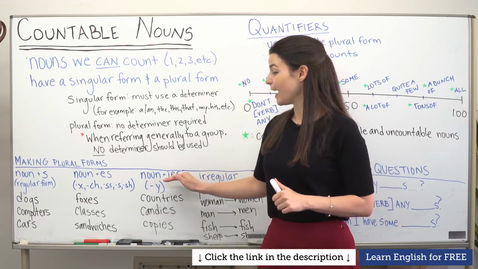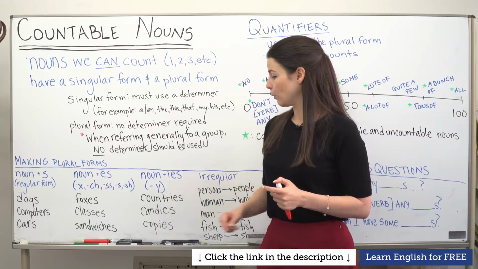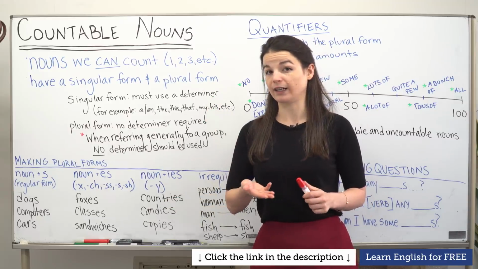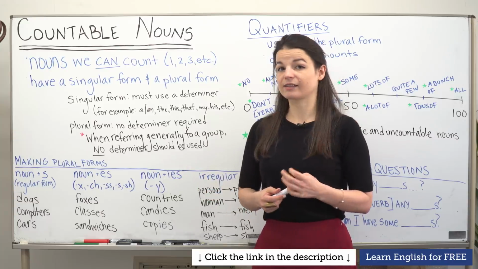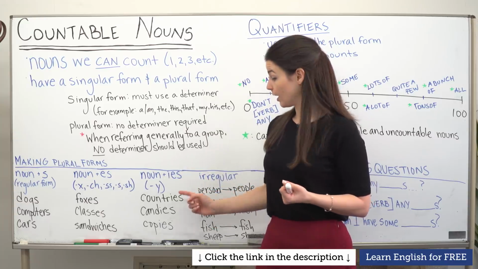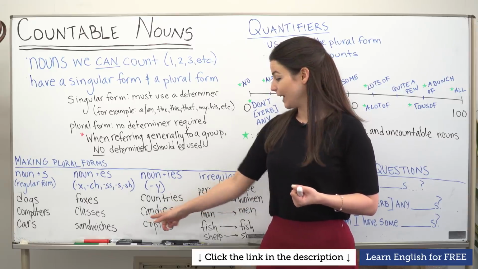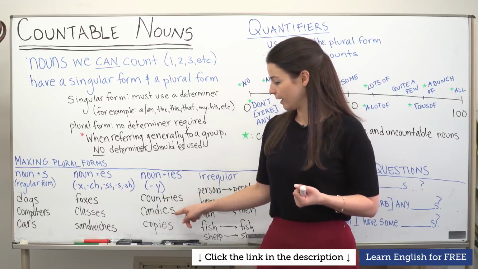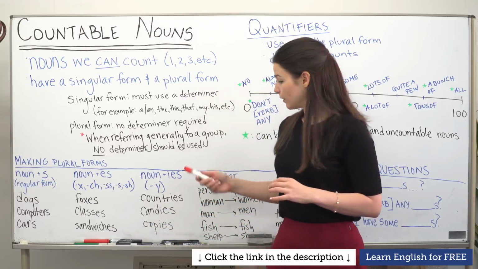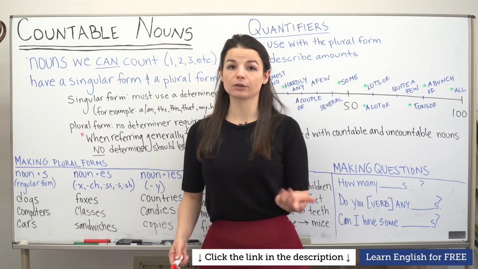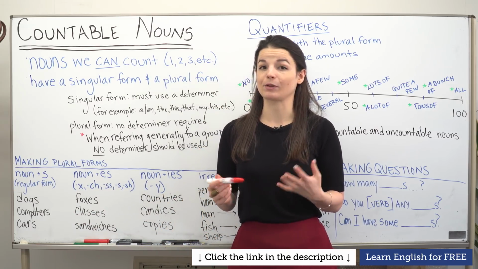We have noun plus IES. If the noun ends in a Y, we drop the Y in the plural form. We cut the Y and add IES. So a few examples of this are countries. We have IES, no Y here. We have candies, again, no Y, IES, and copies, so no Y and IES. So these are 3 ways to make plural forms, adding ES or an ES sound or just a simple S.